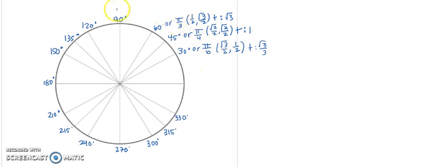So 1 over 6, 2 over 6, 3 over 6, 4 over 6, 5 over 6, 6 over 6, 7 over 6, 8 over 6, 9 over 6, 10 over 6, 11 over 6. All right, and then this one is 0 or 360 or 0 radians or 2 pi radians. Okay, so I got all those in.